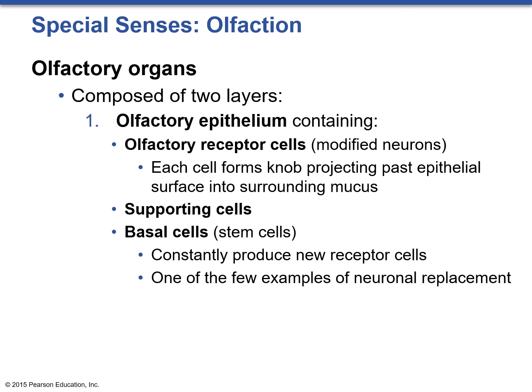Now, this is one of the few examples of neuronal replacement in the entire body. And that's what allows us to smell something, to get away from it, to refresh our palate, as it were, and then smell it again. We need to essentially exchange those cells out over time as they become used.